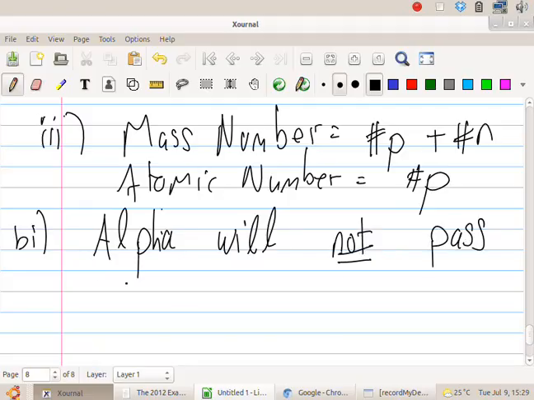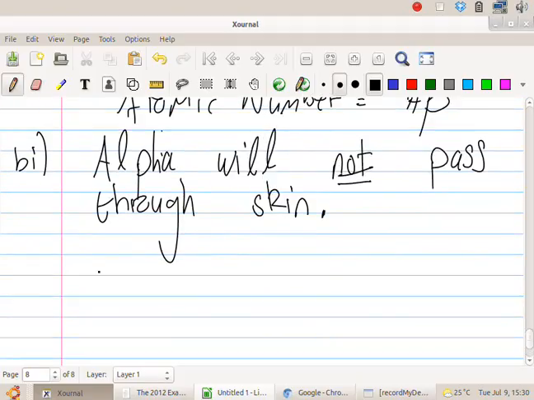Right, alpha will not pass through skin. Can you make it fancy? Alpha will not penetrate human skin. And then beta. Let's say alpha will not pass through skin, but we should say what it will pass through. But yeah, it could pass through, let's say paper, one sheet of paper.